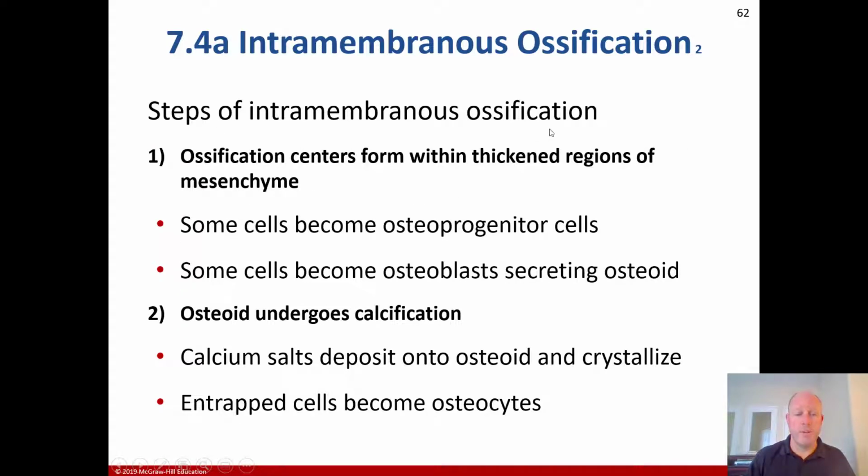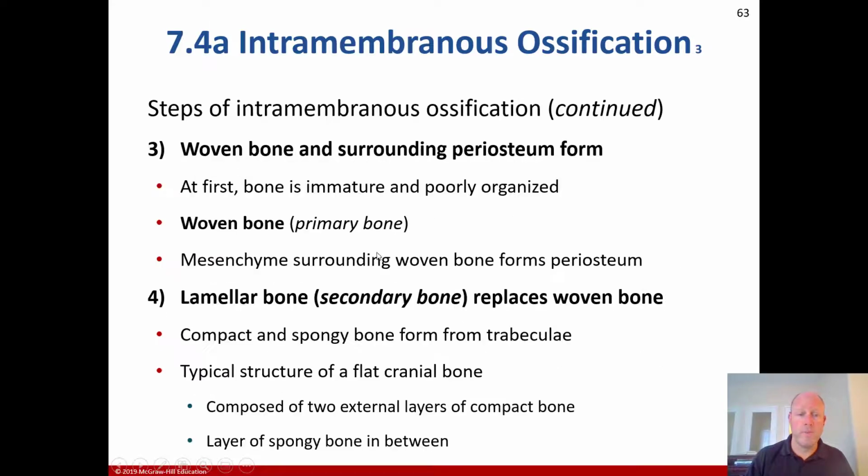For intramembranous ossification, ossification centers are formed within the thickened region of the mesenchyme. Some cells become osteoprogenitor cells, like we talked about before. Some cells become osteoblasts secreting osteoid. Now, osteoid undergoes calcification, with calcium salts depositing onto the osteoid and crystallizing, and then entrapped cells become the osteocytes. And then woven bone and surrounding periosteum form.